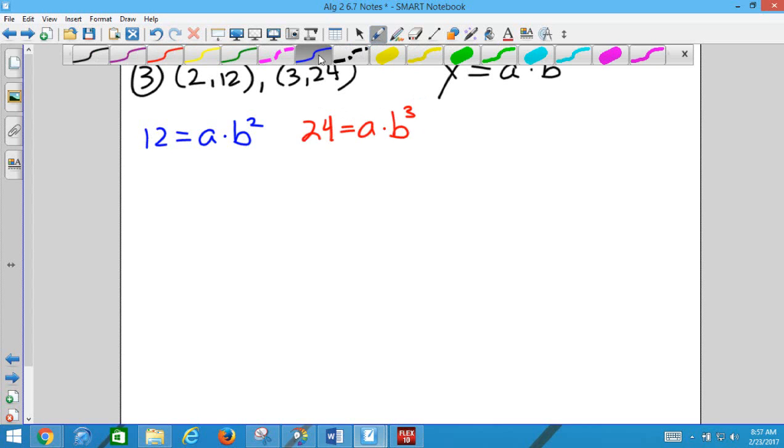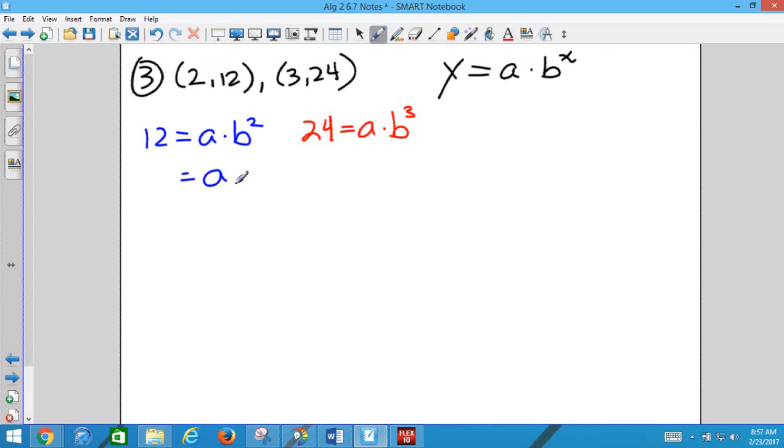And then you have to solve one of those equations for one of those variables. Make it easier on yourself, solve it for a. But it's totally up to you. But I would solve for a. I'll solve this one for a. A equals 12 over b squared.